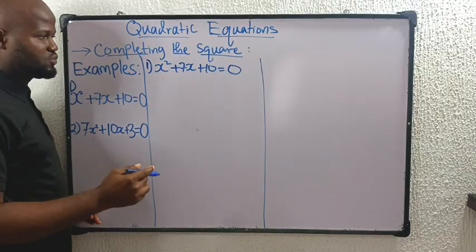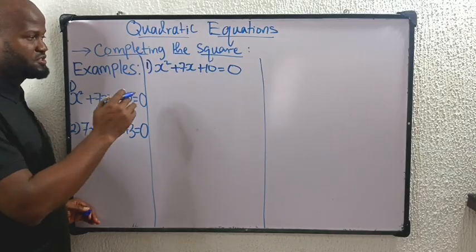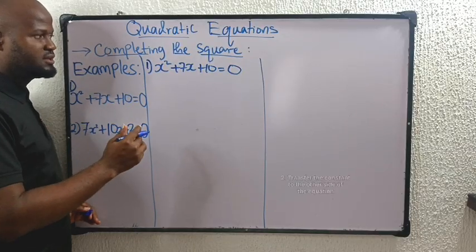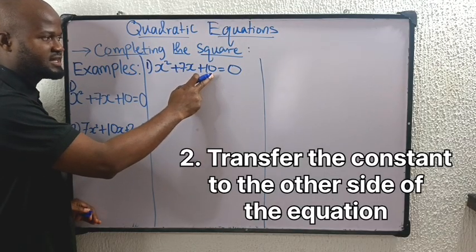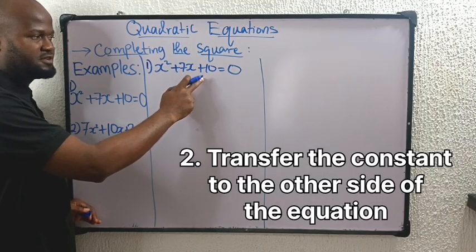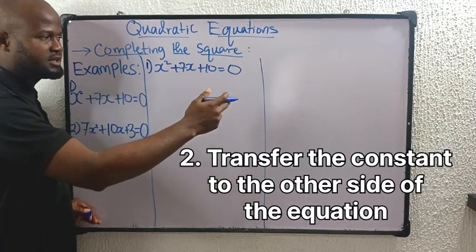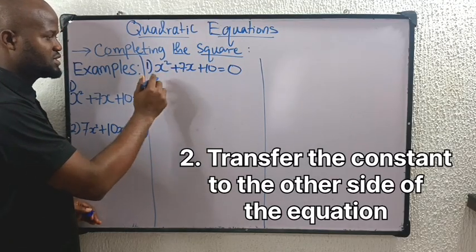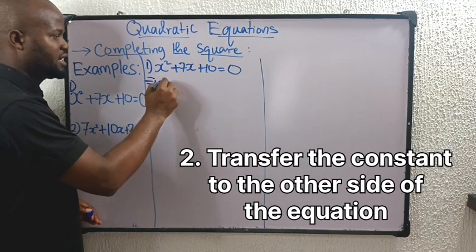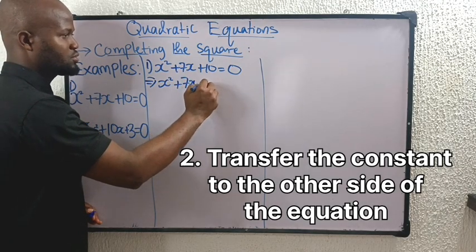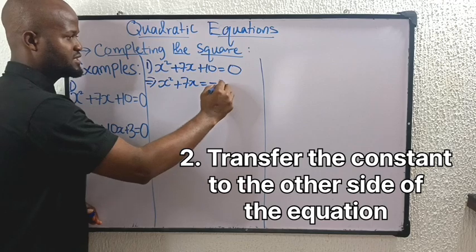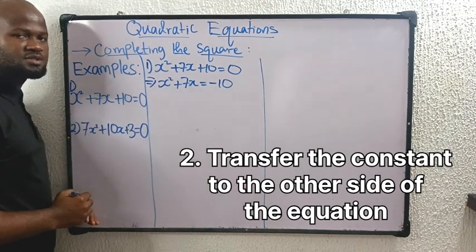Now the second step is, once you've made sure the coefficient of x squared is 1, then transfer the constant. The constant term is the term that doesn't have any x attached to it. Transfer that very constant over to the other side of the equation. So this implies x squared plus 7x equals negative 10. Now that's our second step.